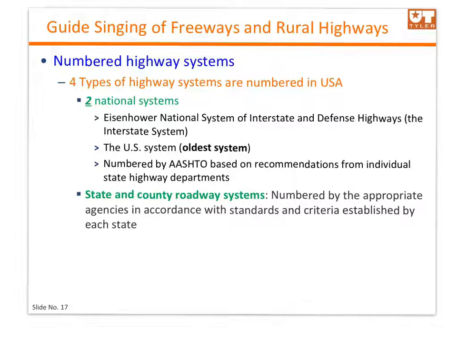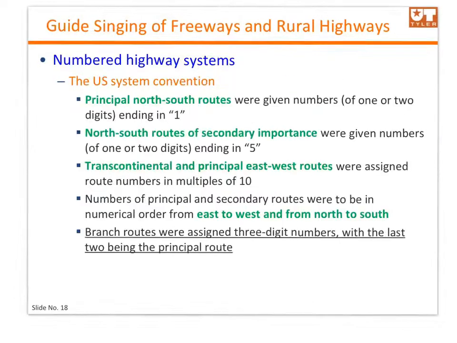Both of those systems are numbered by AASHTO based on recommendations from individual state highway departments. When it comes to state and county roadway systems, they are also numbered by the appropriate agencies, for example TxDOT in our case, in accordance with standards and criteria established by each state individually.